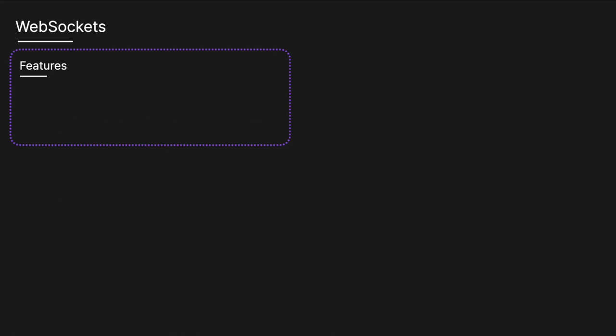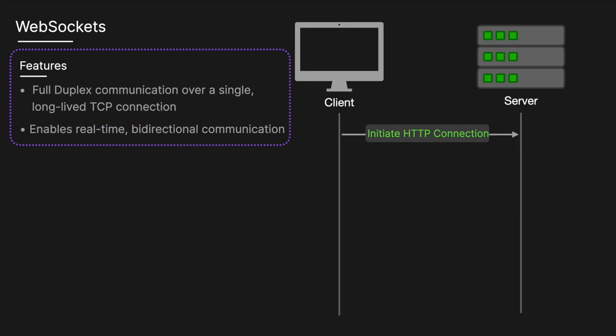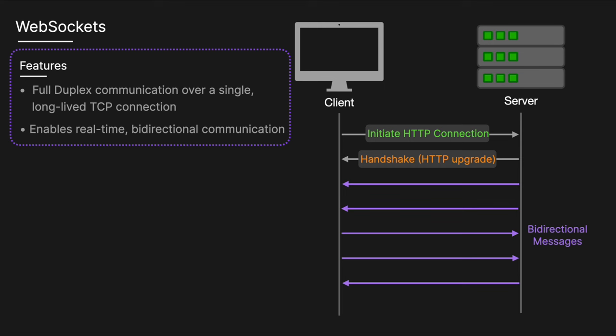WebSockets is a protocol that provides full duplex communication channels over a single long-lived TCP connection, allowing real-time bidirectional communication between a client and a server. It works with the client initiating a WebSocket handshake, which is an HTTP request upgraded to a WebSocket connection, and this is done by including specific headers. Once established, the connection allows both client and server to send and receive messages in real time without the overhead of HTTP. The connection remains open and either side can close it when the communication is no longer needed.